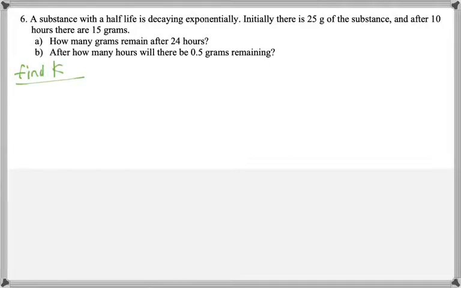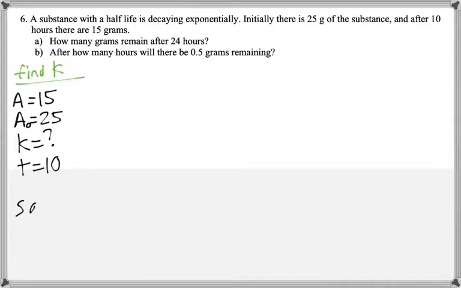And I want to identify my information. So A is equal to 15. A0 is 25. K we don't know. And T is equal to 10. So K is equal to ln of 15 over 25 divided by 10. And if you want to reduce the 15 over 25, you can, but you don't have to.